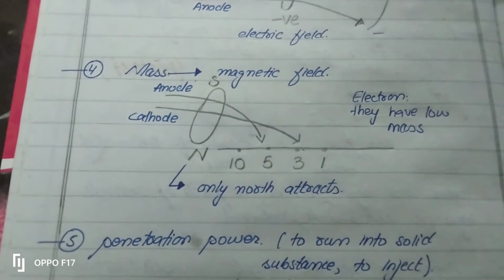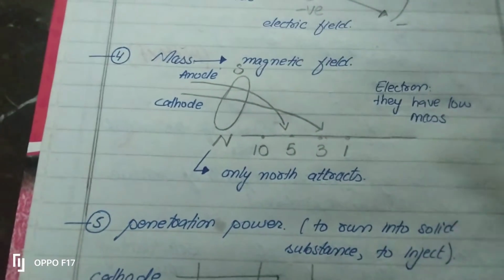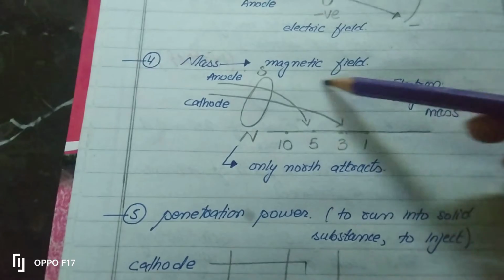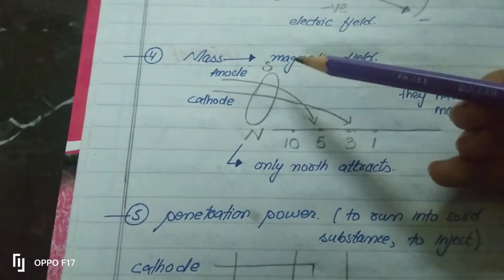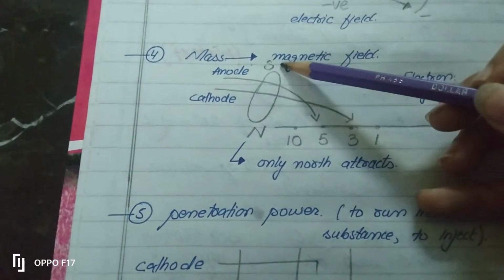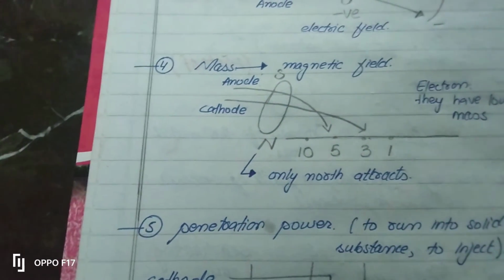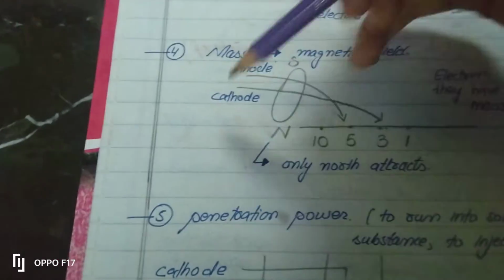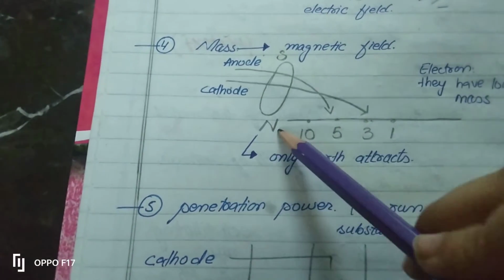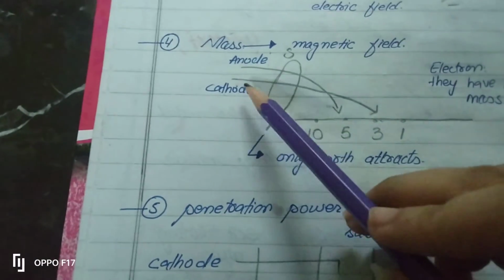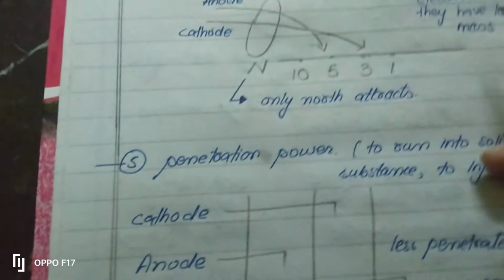Here we will look at the mass of anode particles and the cathode particles by means of a magnetic field. Over here we have placed the north pole and the south pole, and there is a cathode and anode. We know that only north attracts. The cathode is attracted by north, and it is placed over the scale weight.